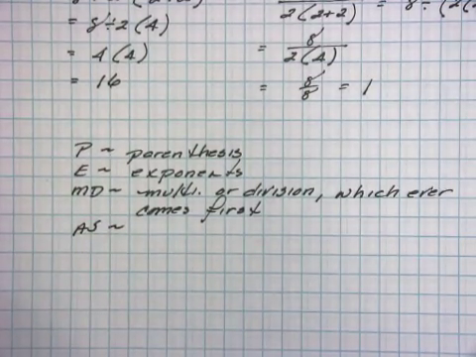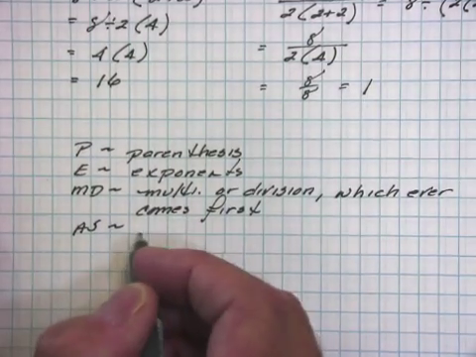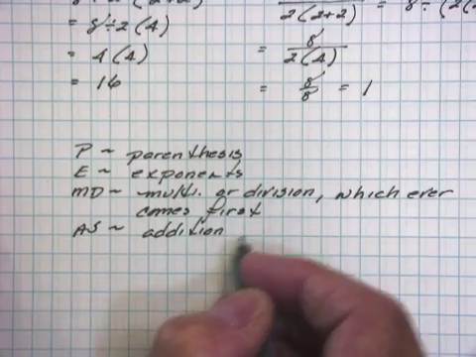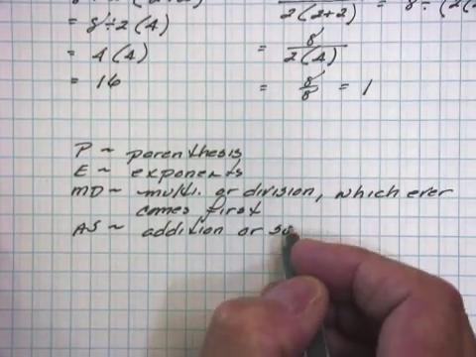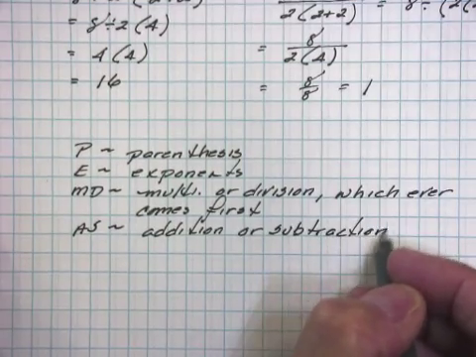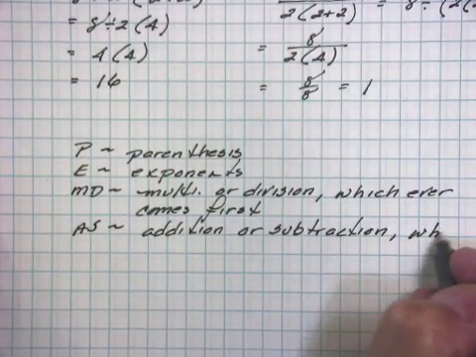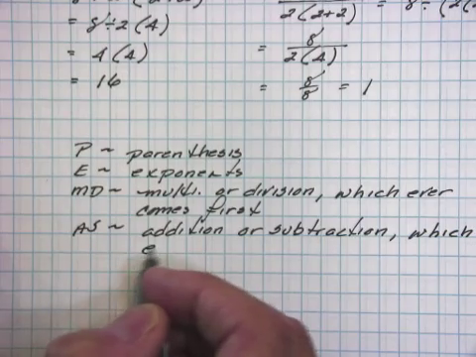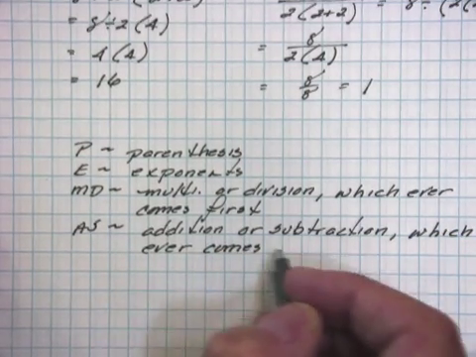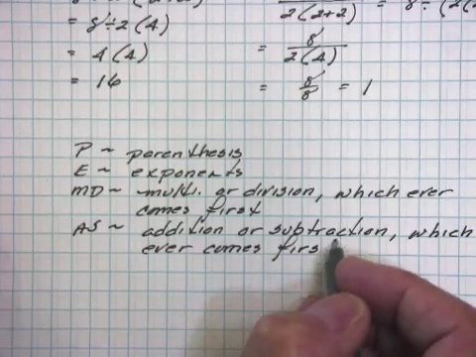And that comes first going left to right in the problem. And then you've got AS. The A is addition, the S is subtraction. But again, it's whichever comes first in the problem. So that's addition or subtraction. Whichever comes first.